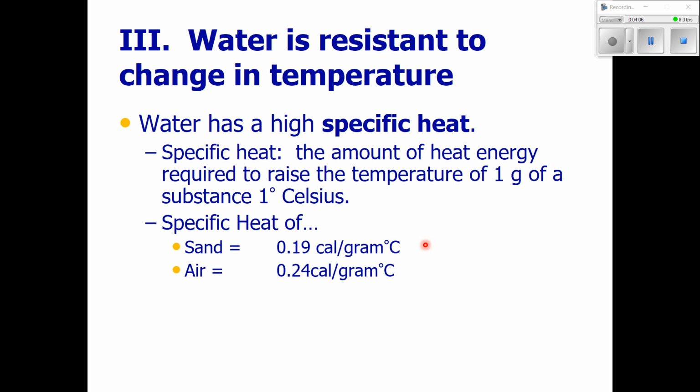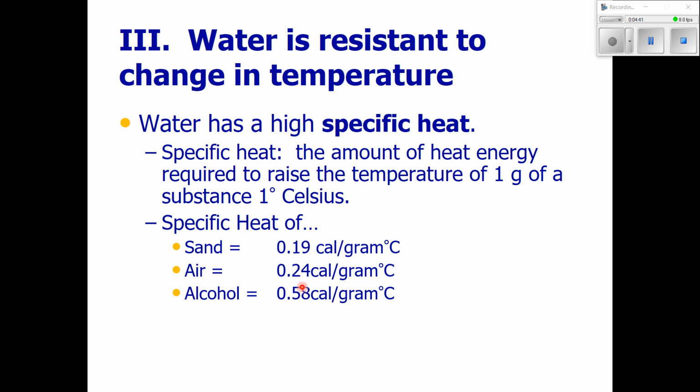So how about the air in this room, the air in your house, or the air outside today? It's a little harder to heat up air. It takes a little more energy. It takes a little more heat to raise the temperature of air. Air has a specific heat of 0.24 calories per gram per degree Celsius. Alcohol, like isopropyl alcohol that you would buy at a drugstore, has a specific heat of 0.58.